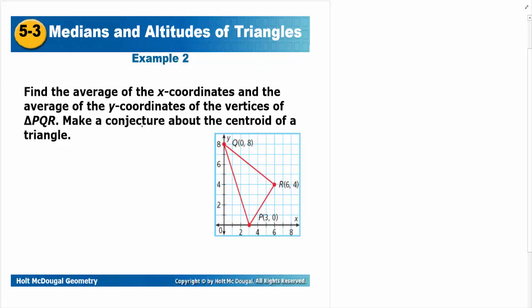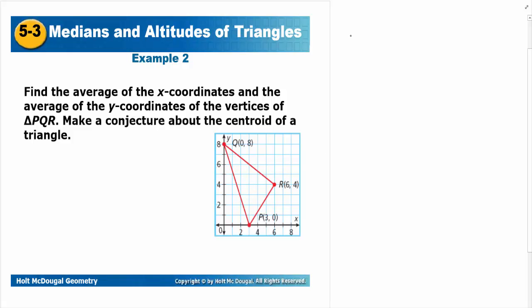All right. Next up, here in example 2, we're going to find the average of the x coordinates and the average of the y coordinates of the vertices of triangle PQR. If you understand what this question is asking, remember I say that same type of phrase when we find the midpoints of segments. The midpoint formula, I always say, is the average of the x's, average of the y's. So when they're asking to find the average of the x coordinates and the y coordinates of the vertices, what we're going to be doing is finding the midpoints of those segments.